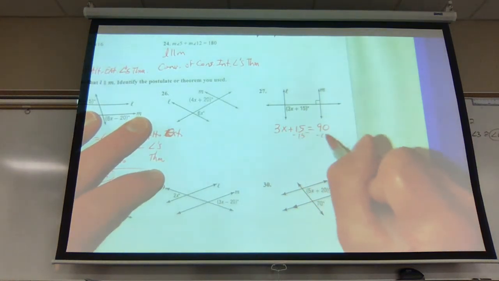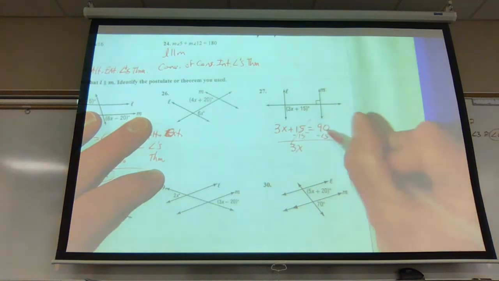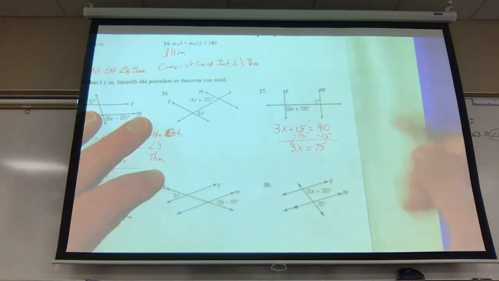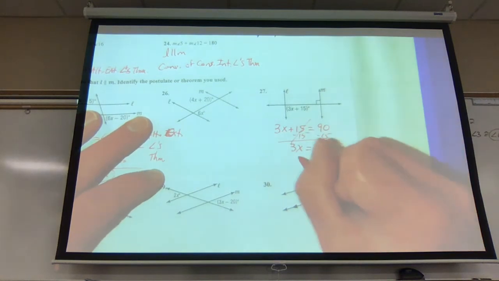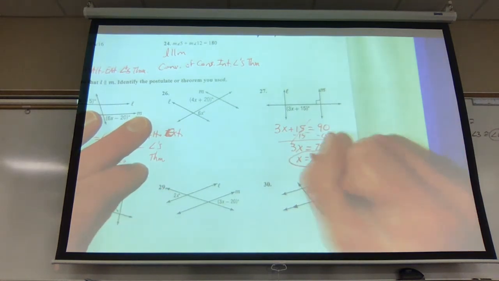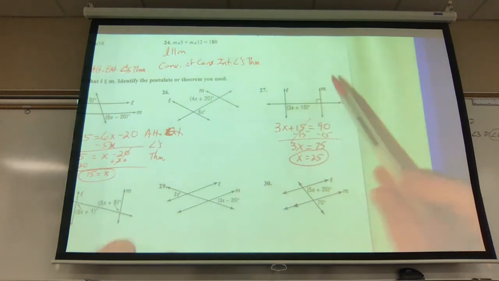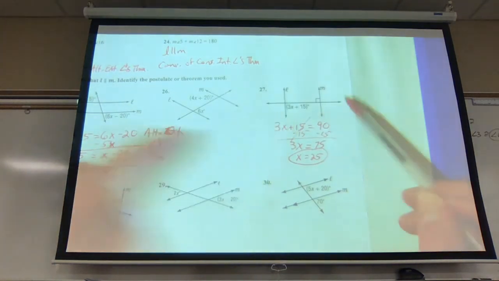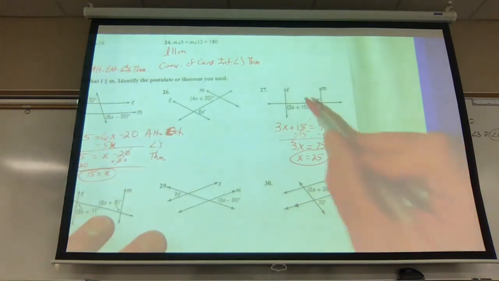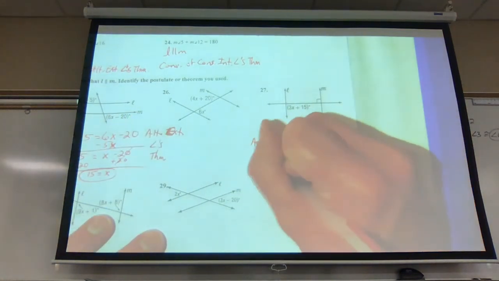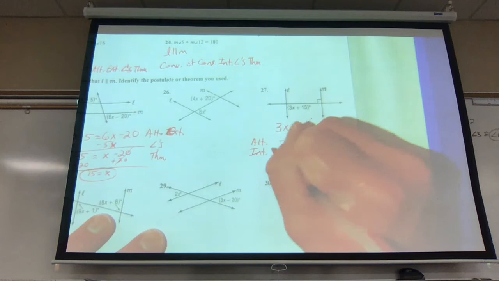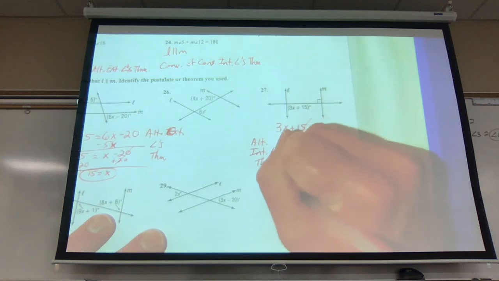We subtract 15 from both sides, we get 3x on the left. Those disappear. 90 minus 15 is 75, and 75 divided by 3 is 25. So x is 25. That makes the two angles congruent, which makes the lines parallel. And the postulate or theorem, those were alternate interior angles. So we have the alternate interior angles theorem.